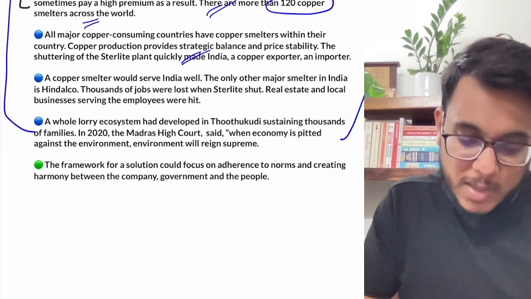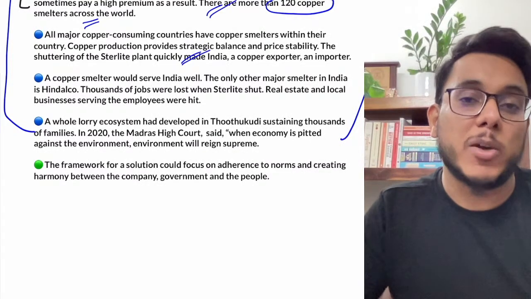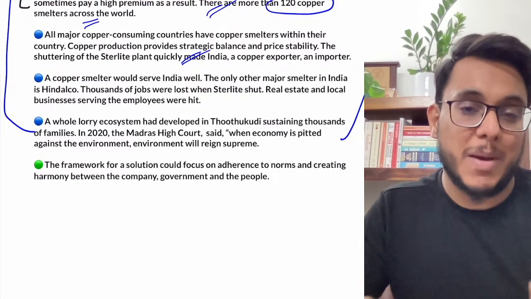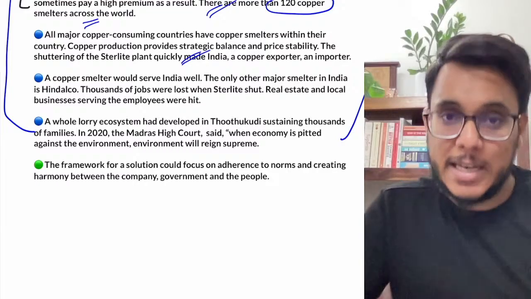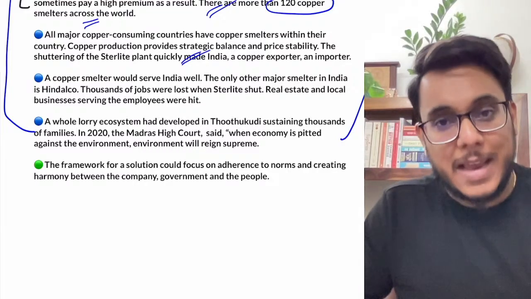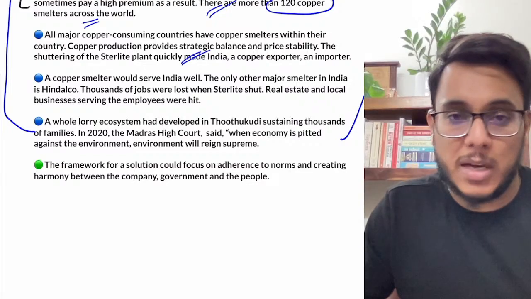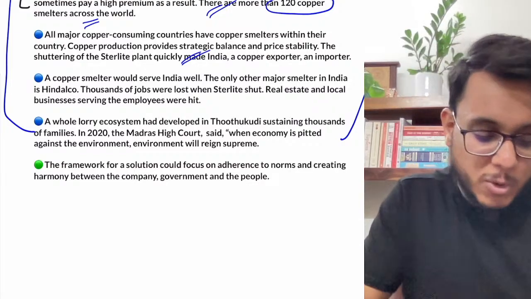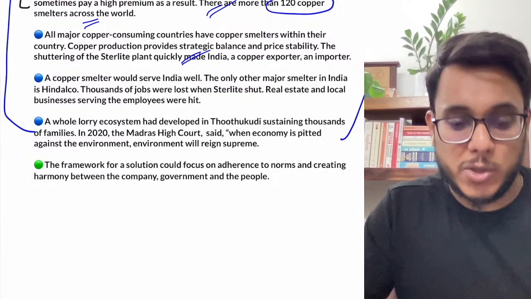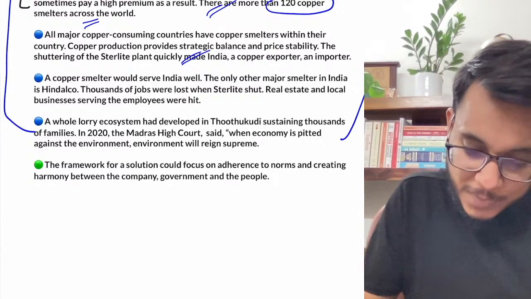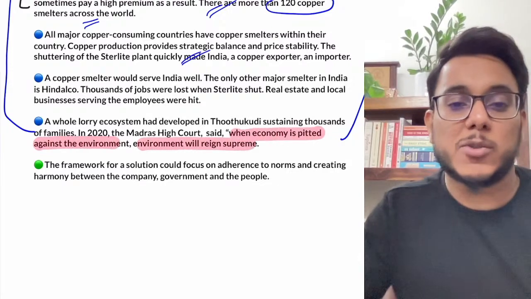Moreover, guys, it has also been provided that by this, the economy of this entire region is going to suffer. So therefore, the Starlight copper plant, in the name of the greater welfare of the people, should continue. Is it clear? However, here we also get the judgment given by the Madras High Court with respect to the copper plant. What the Madras High Court judgment says, and this judgment can be quoted in your other ethics answers also, is that when economy is pitted against the environment, environment will reign supreme.